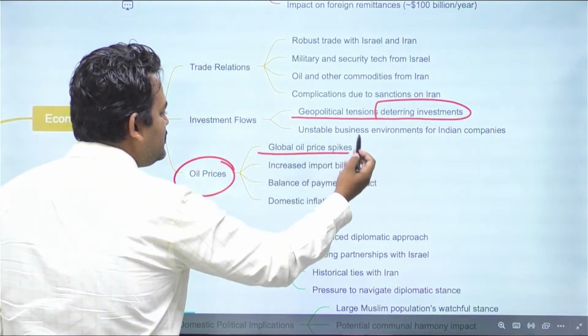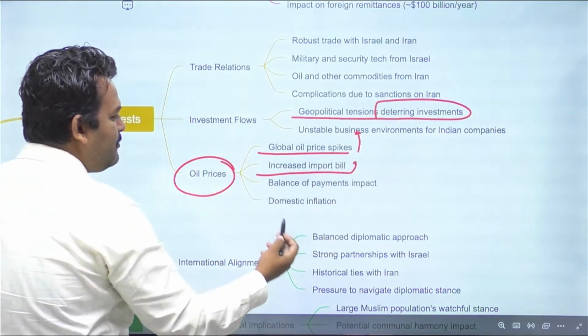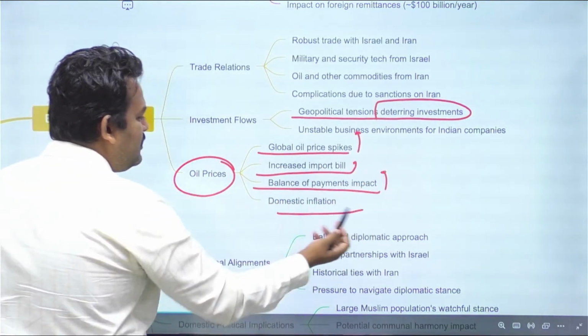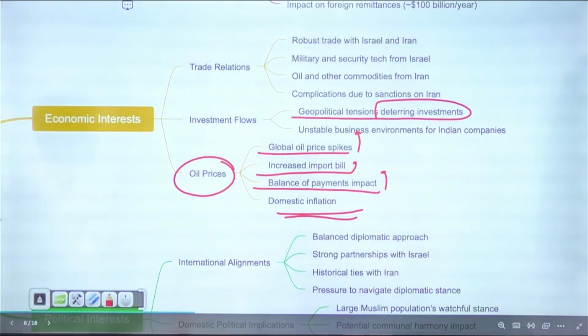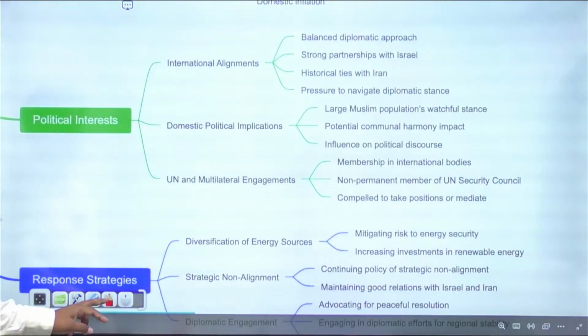Third thing is oil prices. Global oil prices will spike, increased import bill for India, balance of payment impact for India, and it will ultimately lead to domestic inflation. Right? After that, political interest. We have to consider the political interest as well.